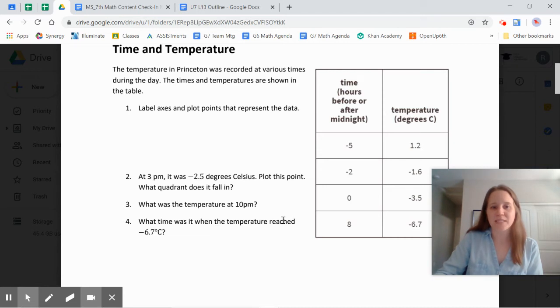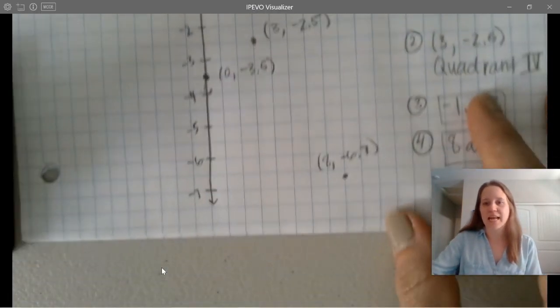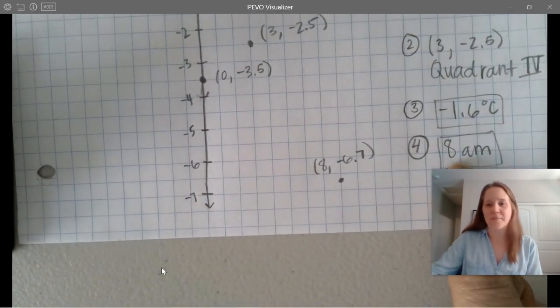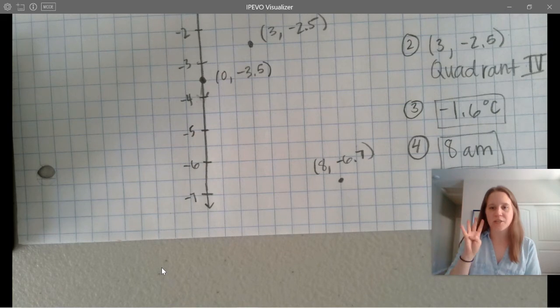Number 4, what time was it when the temperature reached -6.7 degrees Celsius? I find that data here. It was 8 hours, and this is positive, so after midnight. 8 hours after midnight is 8 a.m., 8 in the morning. Okay, go ahead and pause the video now and answer question 2 and question 4 in the Google form below.